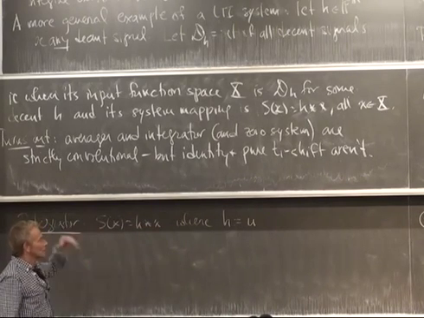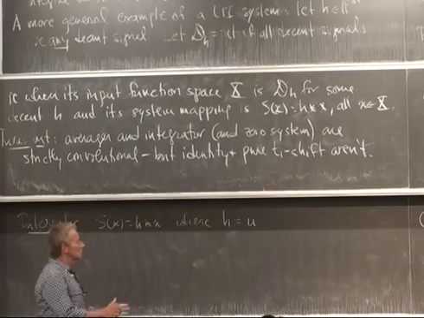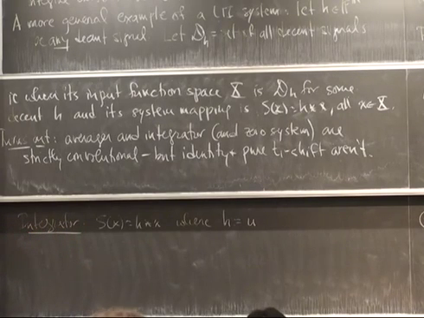And d sub h, we already defined the input function space for the integrator to be the set of all x's for which that integral converges for all t, and that's the same thing as the set of all things convolvable with h. So those two systems, as a matter of fact, are strictly convolutional, and the zero system is too, with h equals 0.